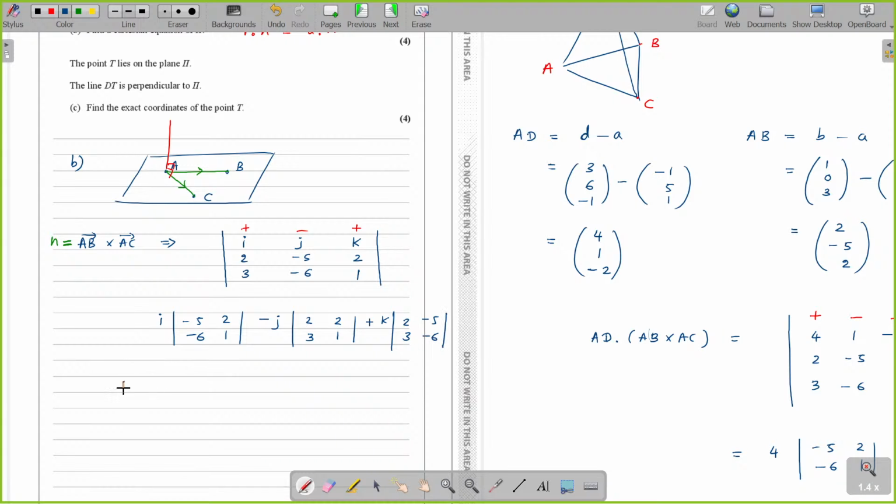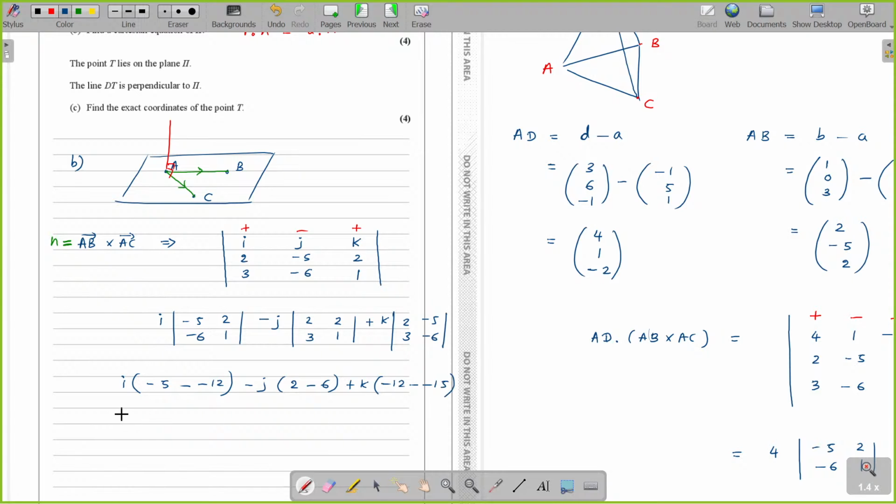Okay, and then let's go here. i times, when you take the determinant of the 2 by 2 matrix, minus 5 into 1 is minus 5, minus 6 into 2 is minus 12. Literally, just be really cautious, okay? Next one, minus j times, 2 into 1 is 2, minus 3 times 2 is 6, plus k times, 2 into minus 6 is minus 12, minus 3 into minus 5 is minus 15. Guys, are you okay with it?